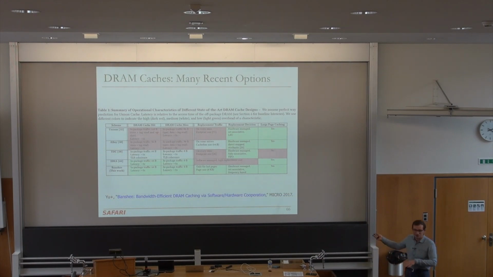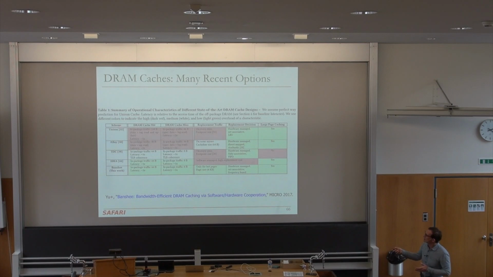We published this in MICRO in 2017. It covers a bunch of different schemes that were proposed, and if you're really interested, you can take a look at them. This work is called Banshee, and of course it's all green, as you can see. But of course, we know its downsides, and it's also mentioned in the paper.